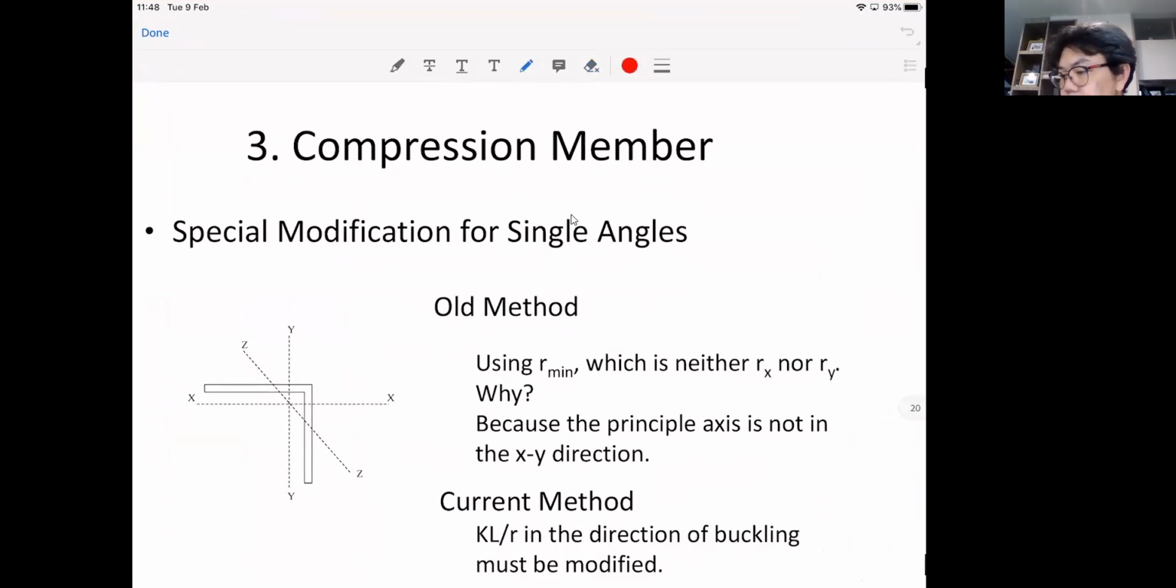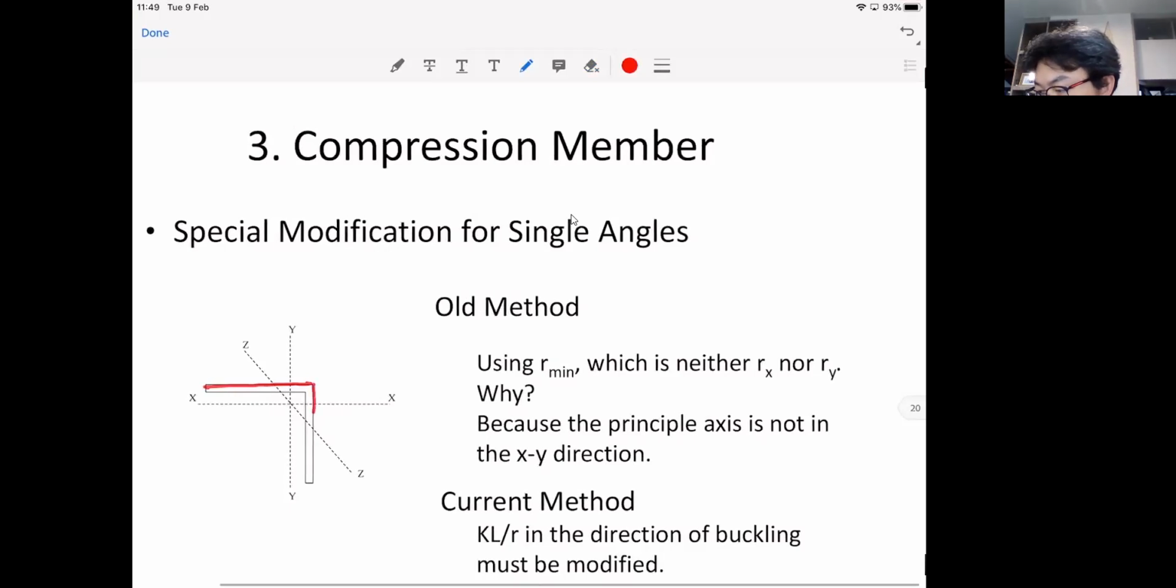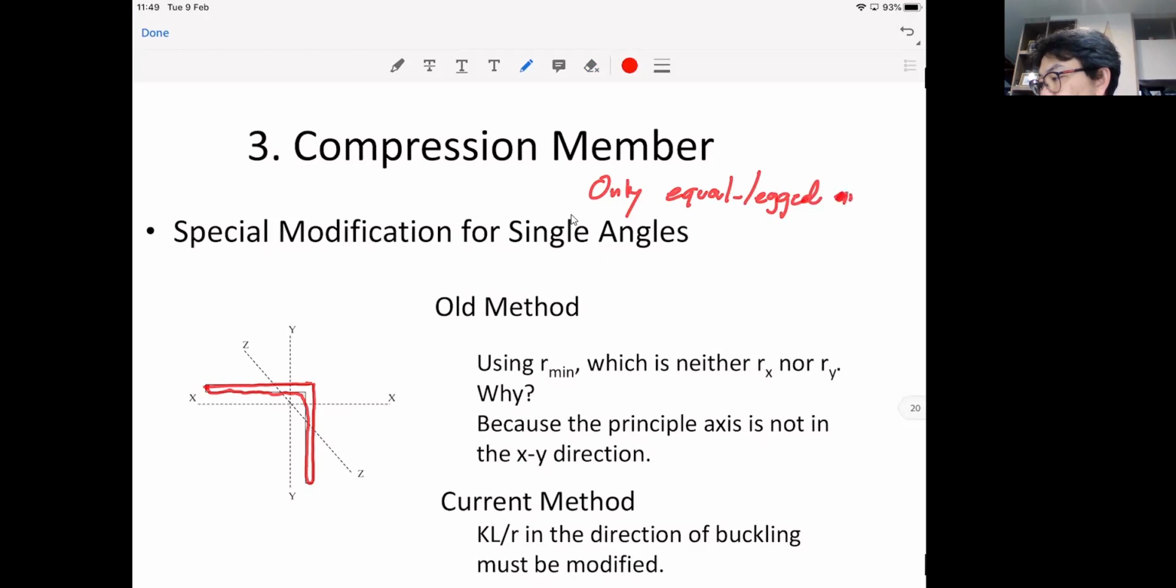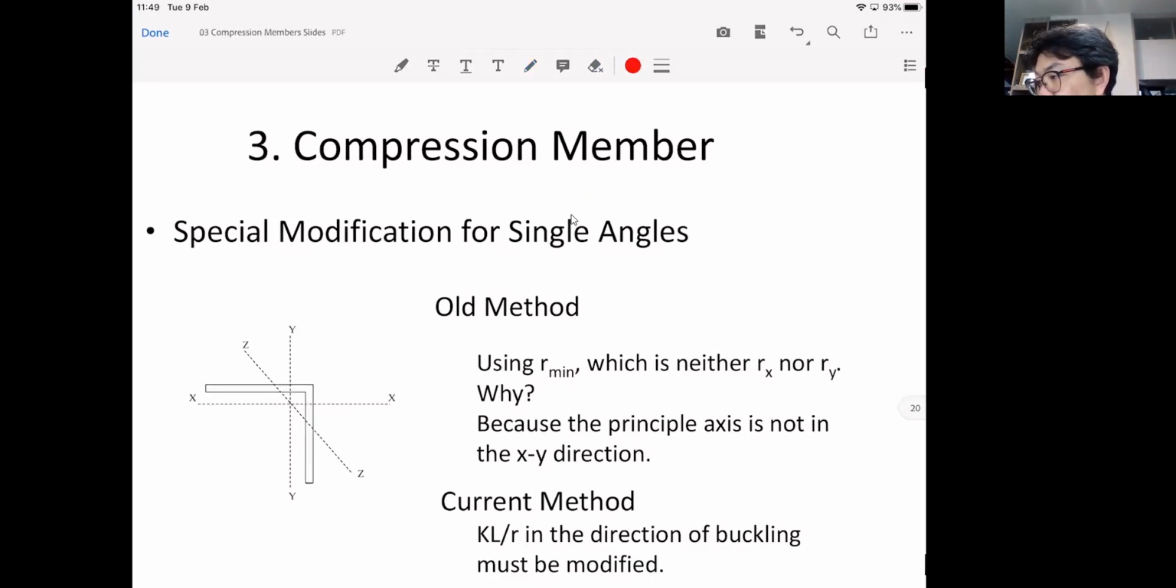So let's say when you have the angle, well, it looks like that. Now let me underline one thing right away, that in our country, only equal leg angles, you know what angle is like that, are available. So at least you don't have the unequal leg, you don't have the unsymmetric one. It's good for you.